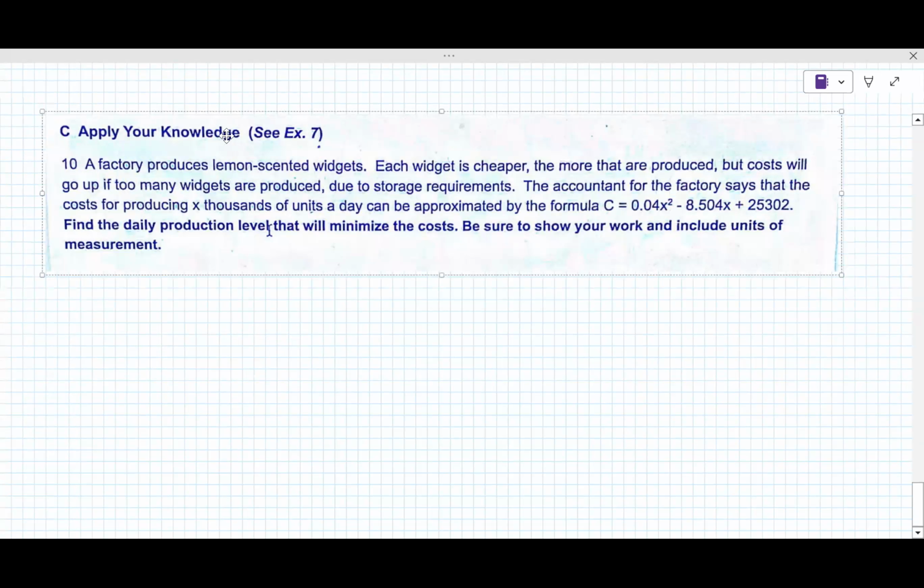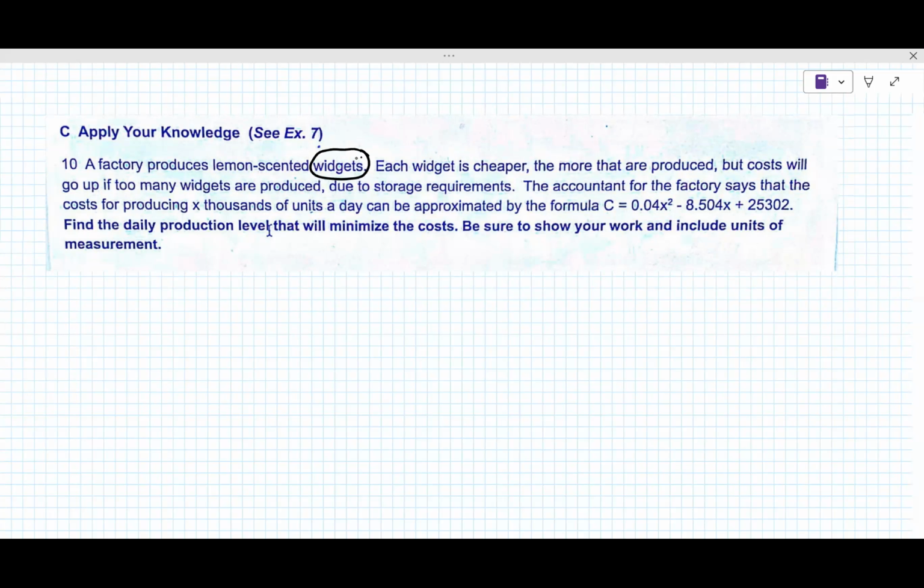All right, a factory produces lemon scented widgets. It's interesting. Do you like the lemon scented widgets? Wait, lemon. What are lemon scented widgets exactly? Are those a thing? Well, widget is this generic word that's given to things that are made in a factory. It's kind of an English-ism. Widget refers to a thing that you would make, but doesn't really refer to anything.